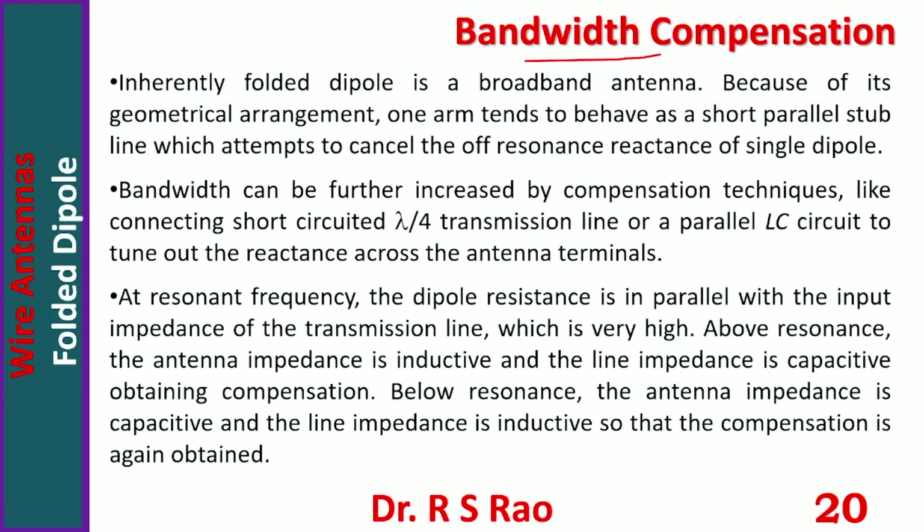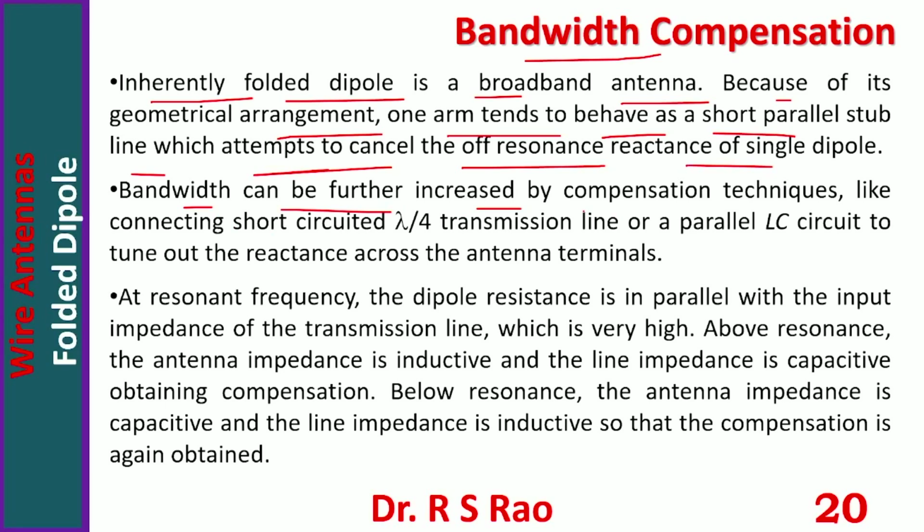Bandwidth compensation, a few points are given here. Inherently, folded dipole is a broadband antenna. Because of its geometrical arrangement, one arm tends to behave as a short parallel stub line which attempts to cancel the off resonance reactance of single dipole. Bandwidth can be further increased by compensation techniques like connecting short-circuited lambda by 4 transmission line or parallel LC circuit to tune out the reactance across the antenna terminals.